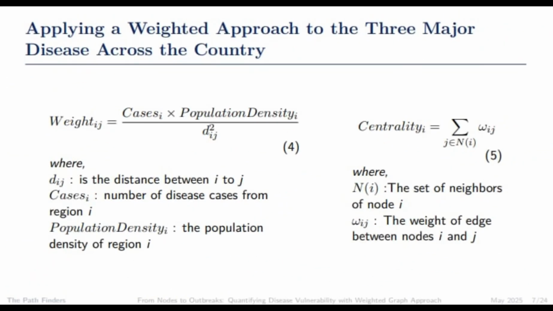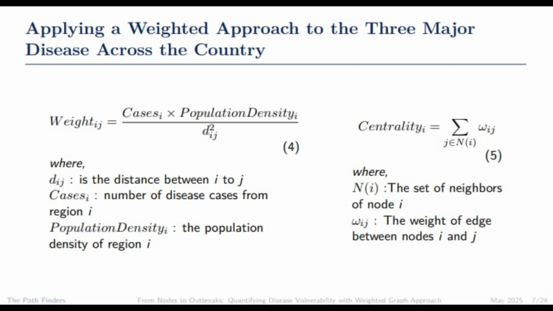We apply these graph theory concepts to study the spread of three major diseases in the Philippines: tuberculosis, pneumonia, and COVID-19. To evaluate risk levels of regional vulnerability, we derive a specific formula. The weight between region i and region j is equal to the number of disease cases in region i multiplied by the population density of region i, divided by the square of the distance between i and j. In simple terms, the closer two regions are and the more cases and population density in region i, the stronger the influence or weight on region j.